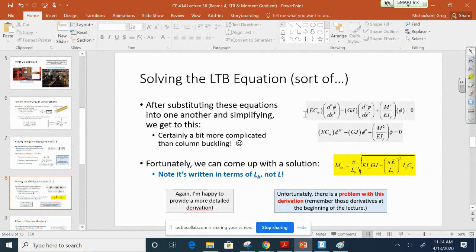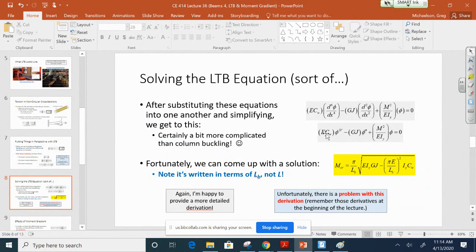When you solve it out, when it's all said and done, you get this term here on the bottom, M_CR. This is the moment that causes buckling right here. Note, it's written in terms of L_b, not L, because remember there's a difference between the length of the beam and the unbraced length. Again, I'm more than happy to provide a detailed derivation to get from point A to point B.